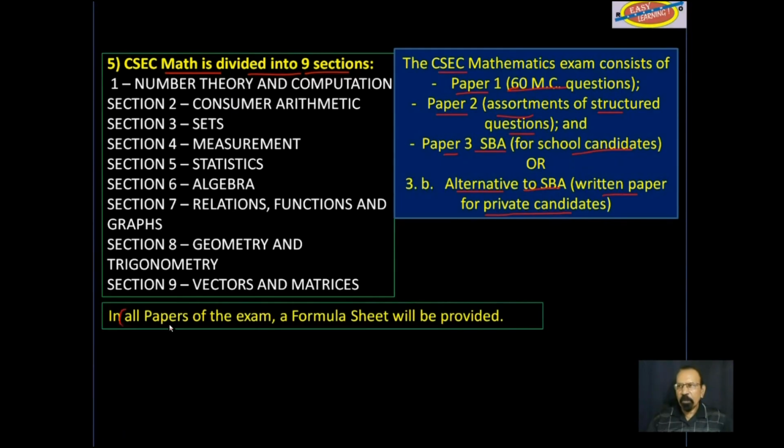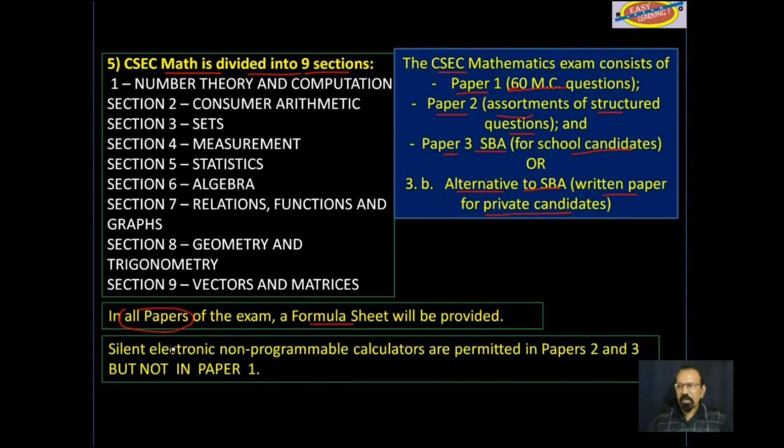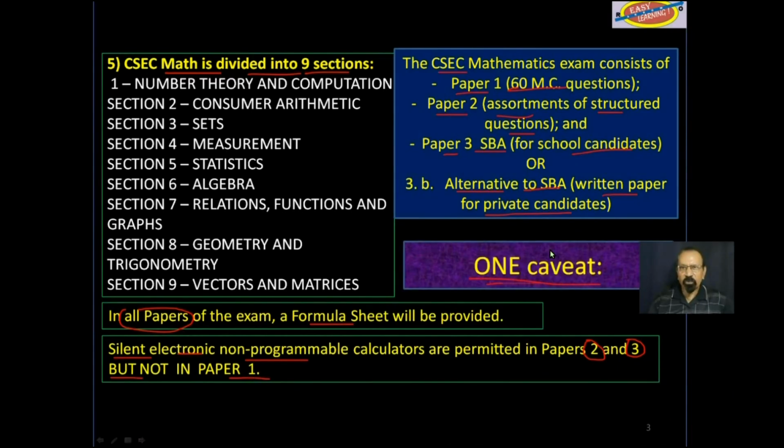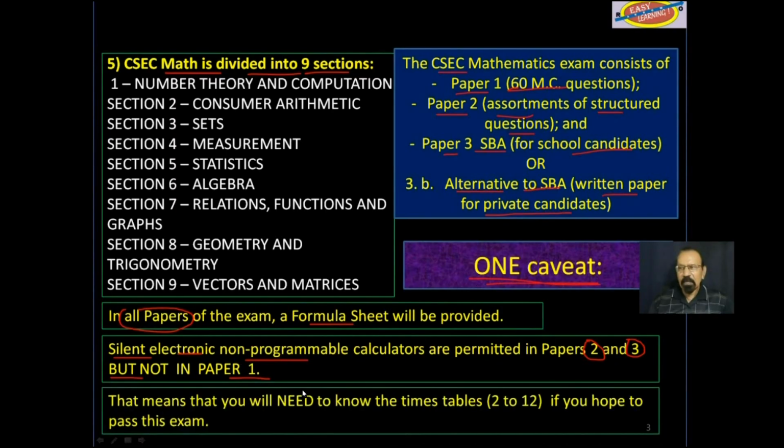Reminder again that for all papers of the exam, you will be provided a formula sheet. Secondly, silent, electronic, non-programmable calculators are permitted in papers 2 and 3 only, so none in paper 1, which leads us to one extremely important caveat, and that is you will need to know the times tables 2 to 12 if you don't know them already, if you hope to pass this exam.